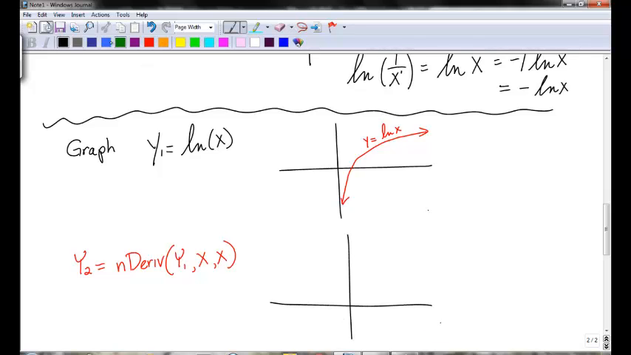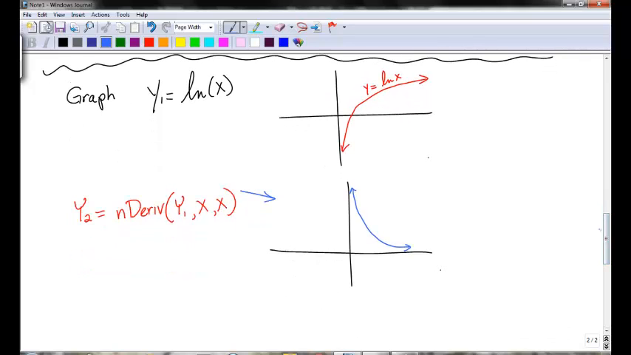You should end up with a graph that looks, you may want to change the window and zoom in a little bit, but you should end up with something like that. And that is the derivative graph. Now go down to y sub 3, and I want you to put in 1 divided by x, 1 over x. Turn off y sub 2 for a minute, and just graph the 1 over x.